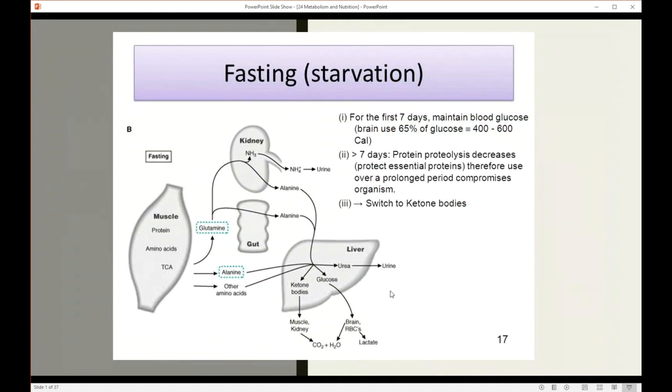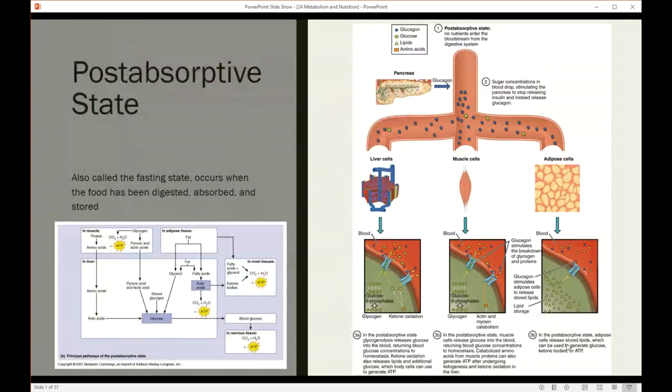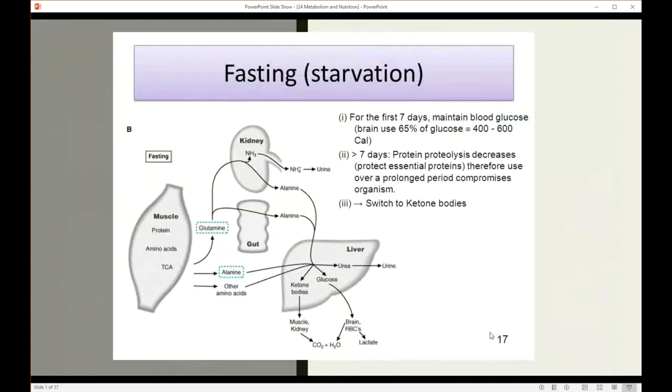For the first 7 days, we can maintain our blood glucose, and we do that by doing all of these things, right? But after we pass 7 days, we can do what's called proteolysis. That proteolysis, where we're breaking down those extra proteins, decreases because these are essential proteins and we can't use them over a long period of time or it's going to compromise our organism. And then after that, we can switch to using ketone bodies.